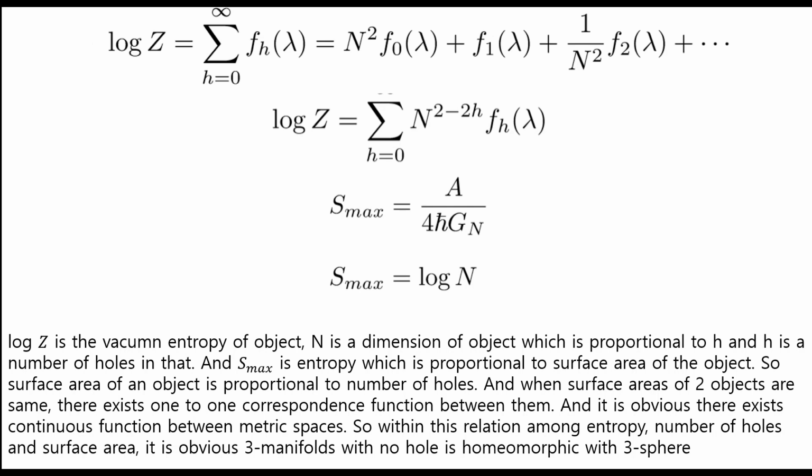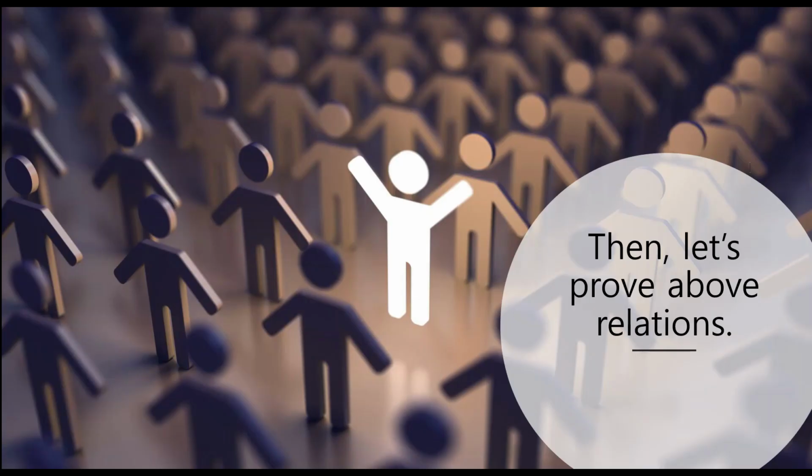And when surface areas of two objects are the same, there exists a one-to-one correspondence function between them. And it is obvious there exists a continuous function between metric spaces. So within this relation of entropy, number of holes, and surface area, it is obvious a 3D manifold with no hole is homeomorphic with the 3D sphere. Then let's prove the above relation.